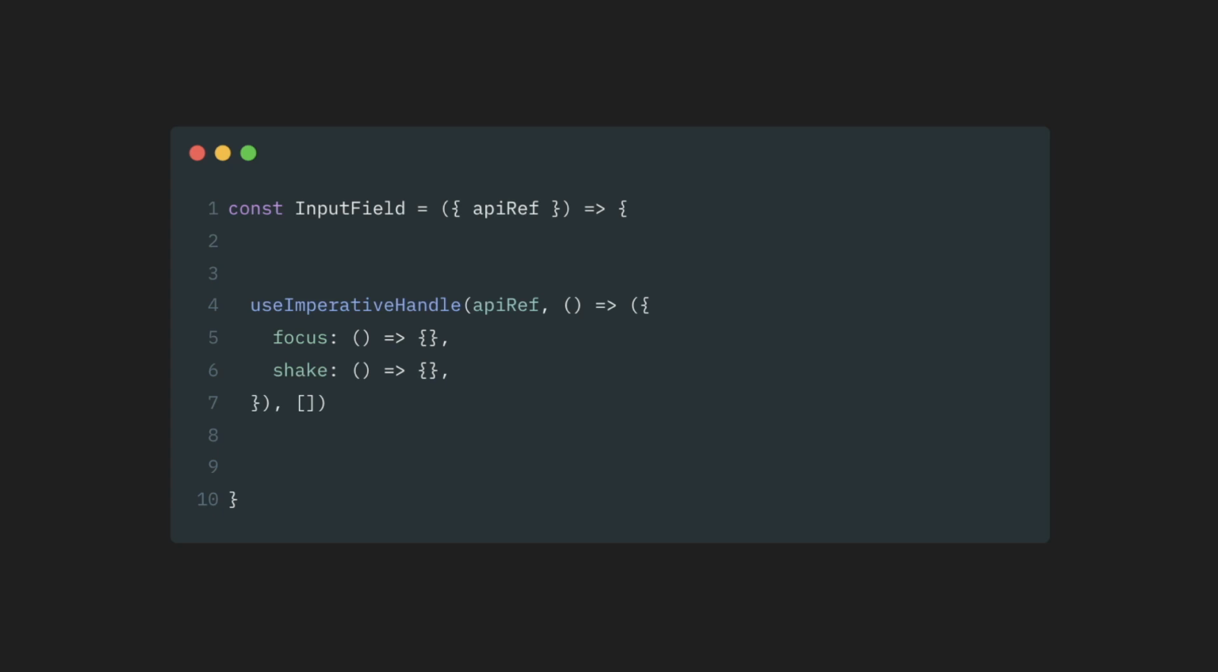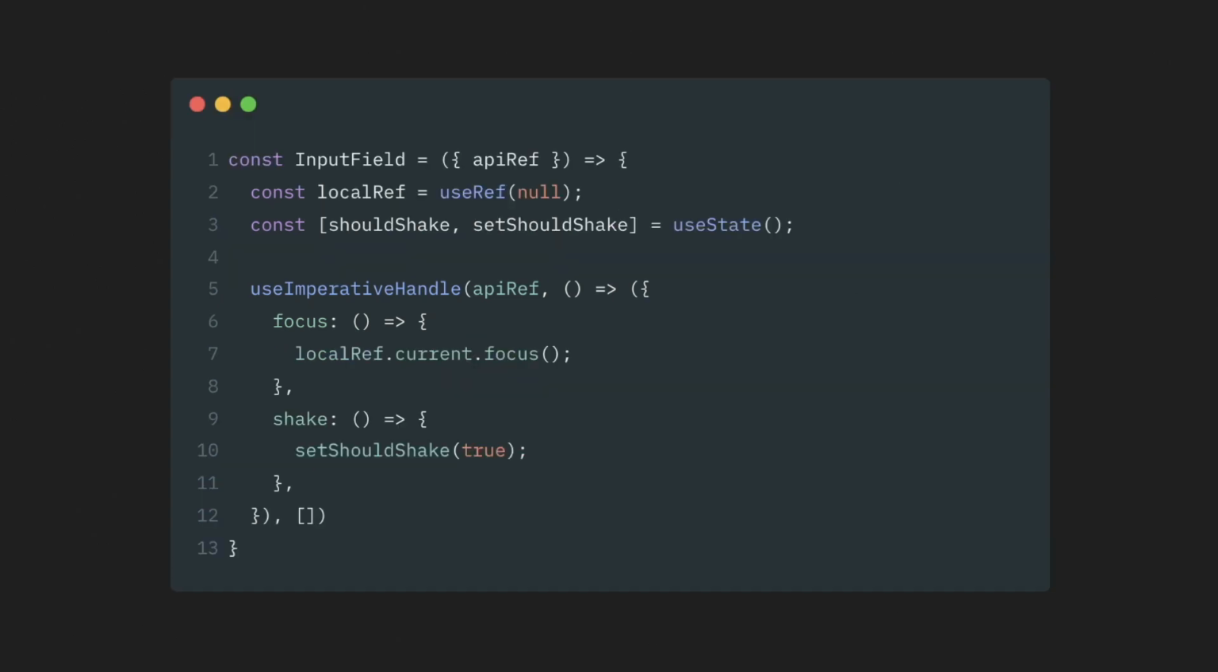It's just a hook that accepts three arguments. The first one is our ref that we receive from outside through props or forwardRef. The second one is a function that returns whatever we want to assign to the ref.current. In our case, it's an object with focus and shake functions. And the third one is a dependencies array, same as any other hook.